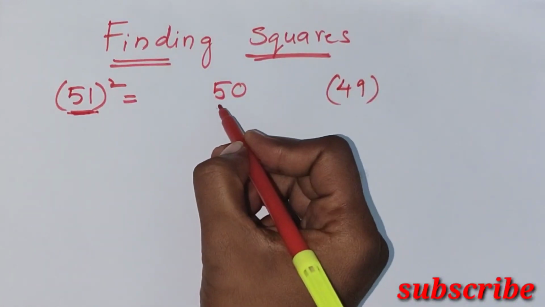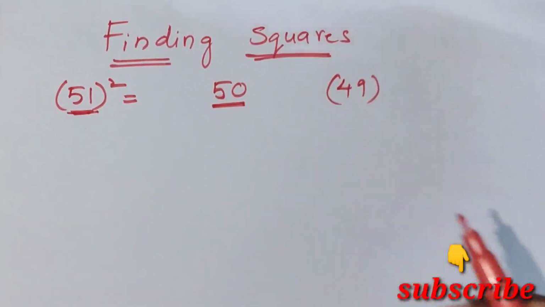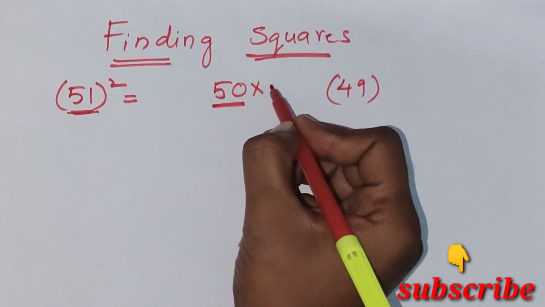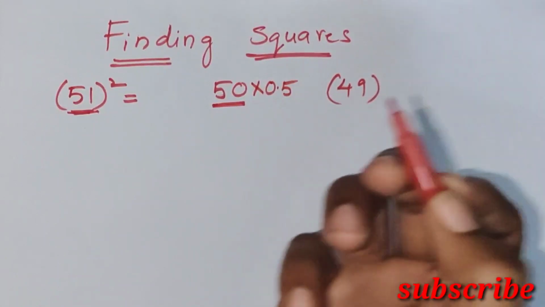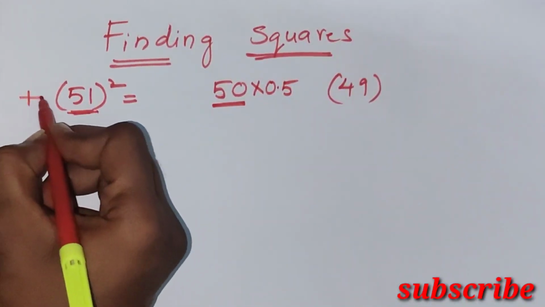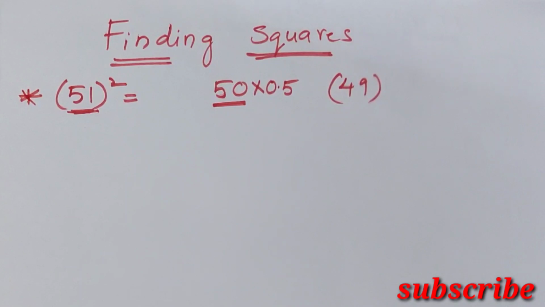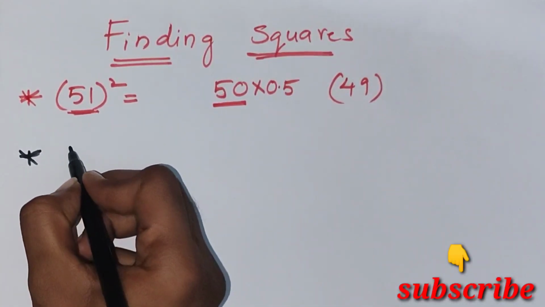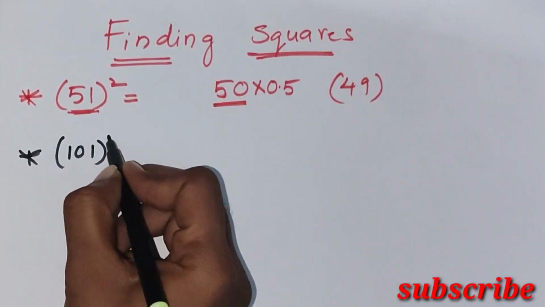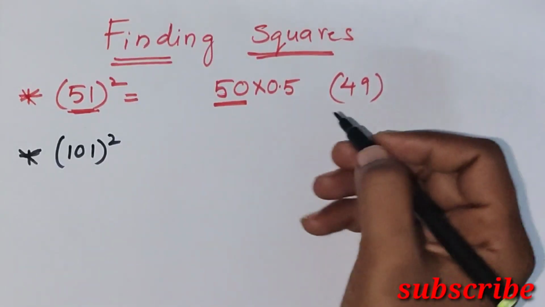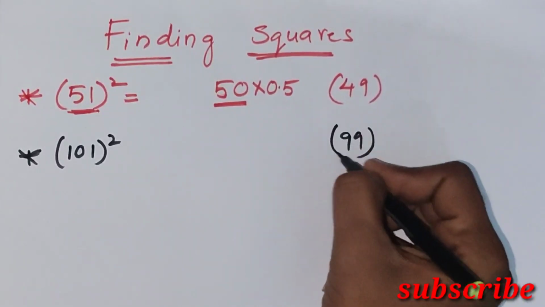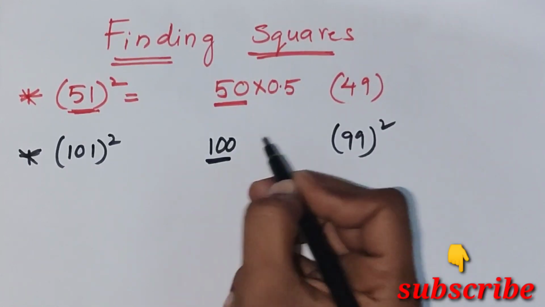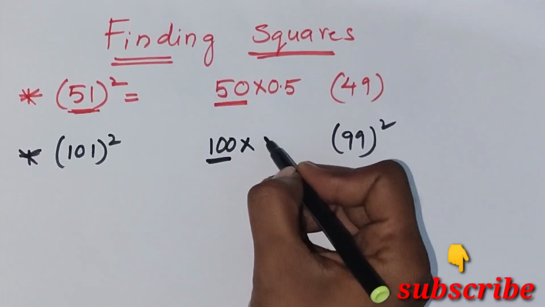Okay, see, I'm taking condition number 1: 50 is the base. If 50 is the base, multiply with 0.5. And condition number 2: nearest to 100. For example, 101 whole square, or otherwise less than 100, meaning 99 whole square. It is nearest to 100. Let us take the base as 100. In this condition, we are going to multiply with 1.